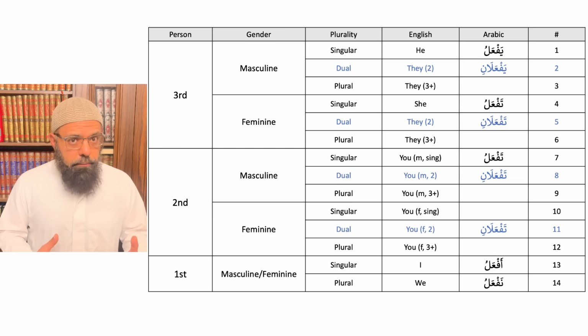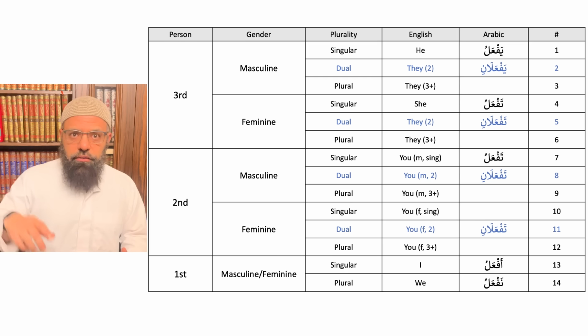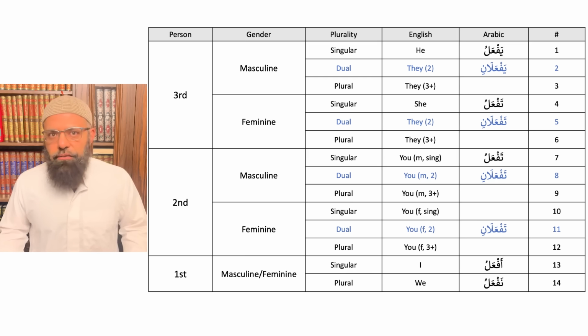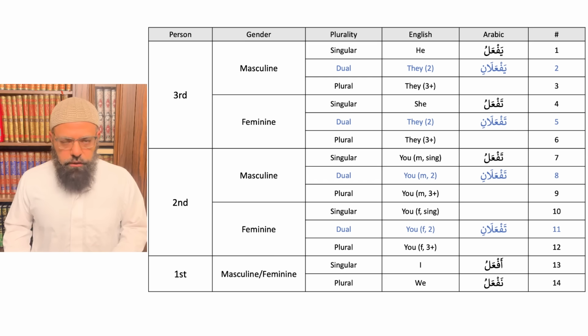So a lot of overlap. So 4 and 5 and 7 and 8 are identical. They look exactly the same. And then speaking to 2 females is again taf'alani. And then finally, af'alu, naf'alu.